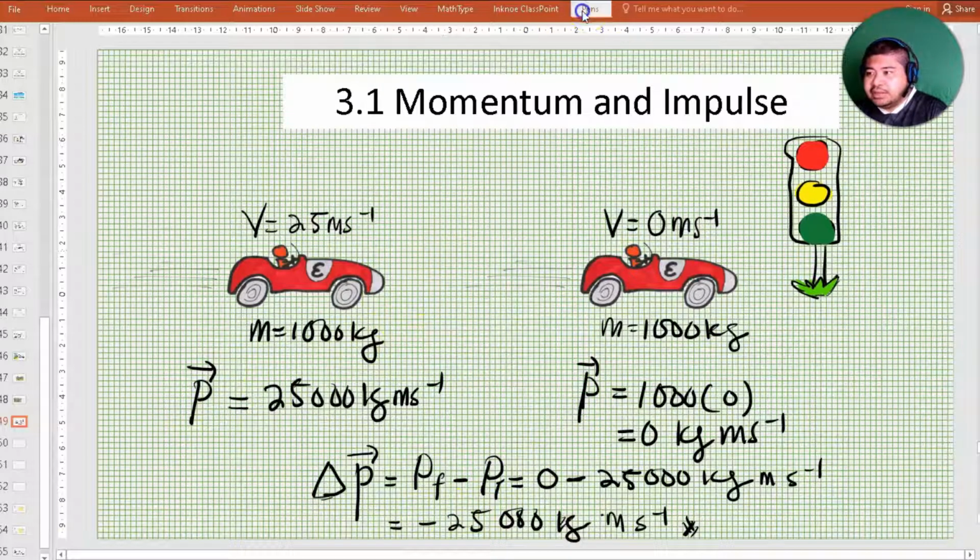So I'm going to highlight the value here. This is the change in the momentum. So I repeat again, for you to change the momentum of an object, you need to apply force. Applying force will result in a change in the momentum.